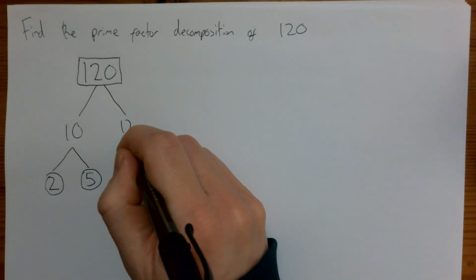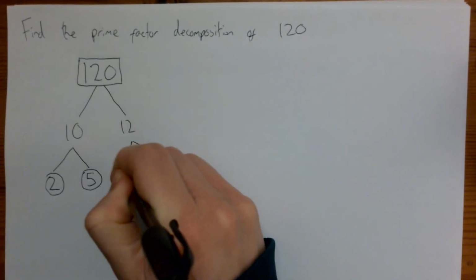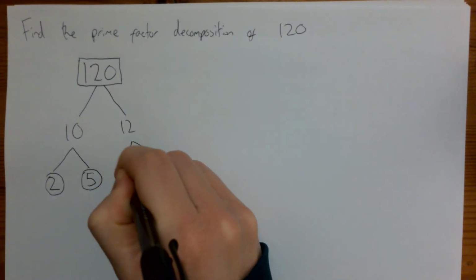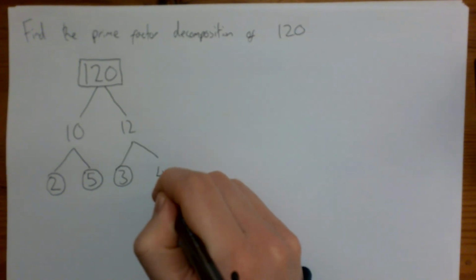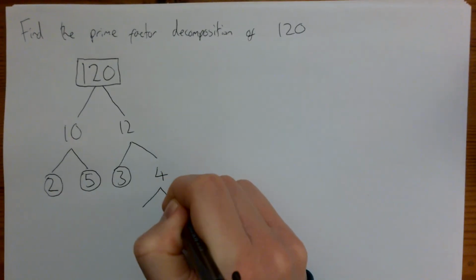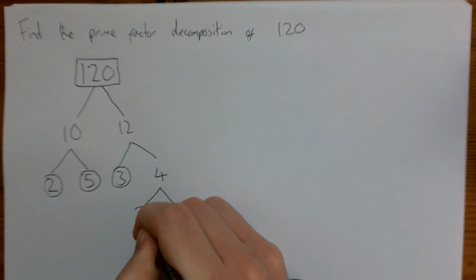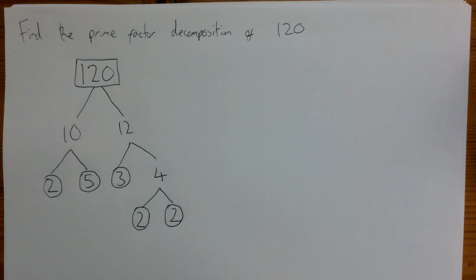12, a couple of different ways that 12 can be broken down again. I'm going to break it down into 3 and 4. Now 3 is prime, so I'm going to circle that. But 4 isn't prime, so I need to break it down more. And 4 can be broken down into 2 and 2, which 2 is prime, so I'm going to circle those 2's. And the last thing to do is write my final answer.